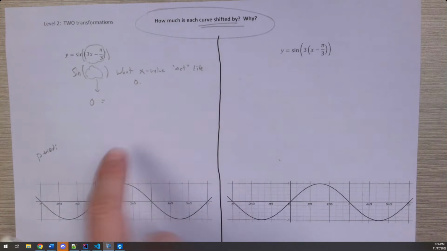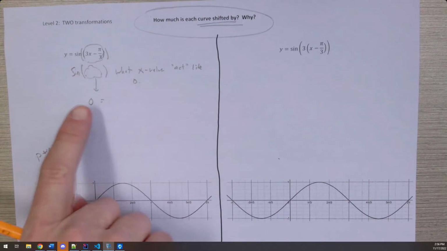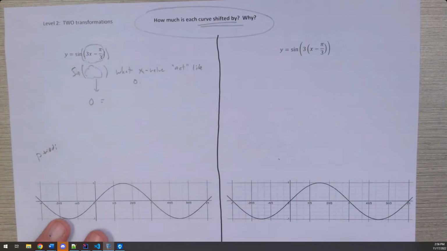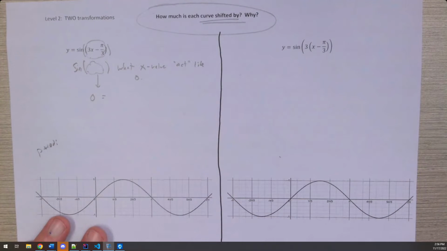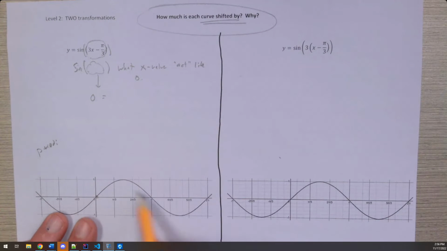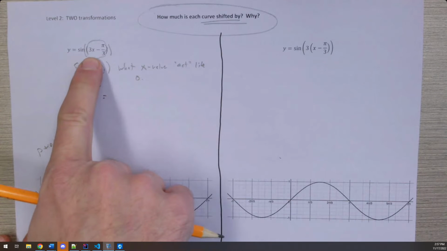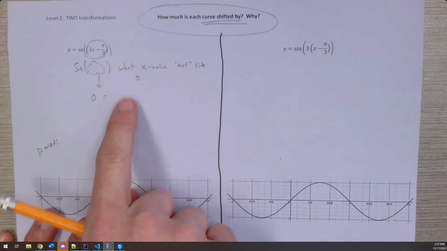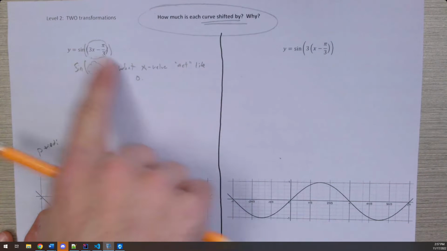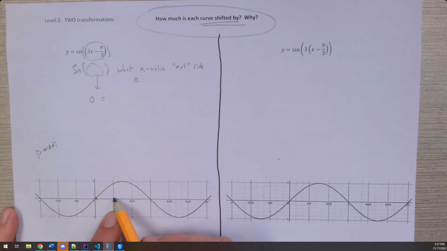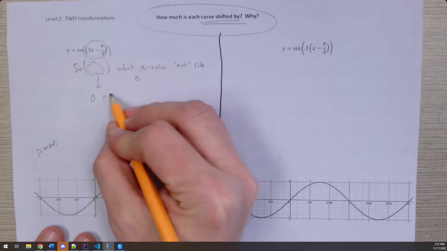Okay, so I want to know what x value is going to act as if it's 0, and the reason we're interested in what acts as 0 is because 0 is the start of our curve. So if it turns out that I plug in pi over 3, and pi over 3 as an x value produces a 0 angle here, that would tell me that pi over 3 is the angle that acts like the start of my curve. So let's actually figure out what it is.